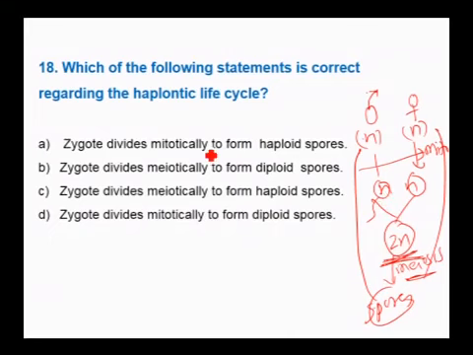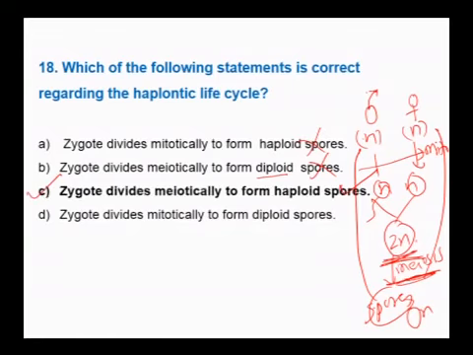Zygote divides mitotically? No, the zygote is dividing meiotically. Therefore, this cannot be the right statement. Zygote divides meiotically to form diploid spores, but here actually the spores are haploid. Therefore, this is the wrong statement. Zygote divides meiotically to form haploid spores. This is the correct statement. Zygote divides mitotically? No, it is by meiosis. Therefore, the correct answer is C.